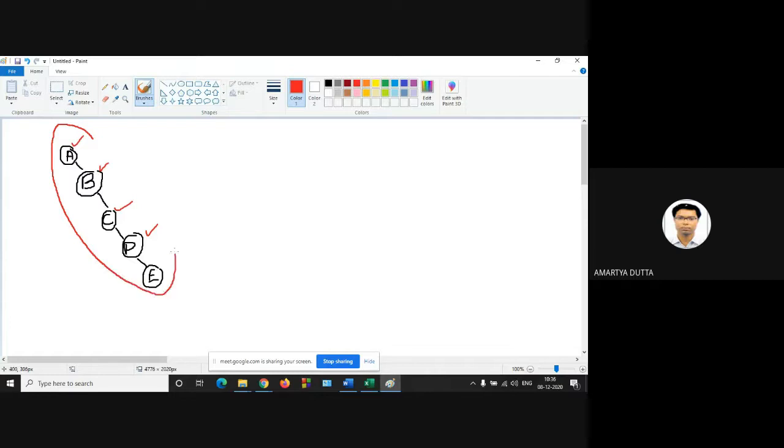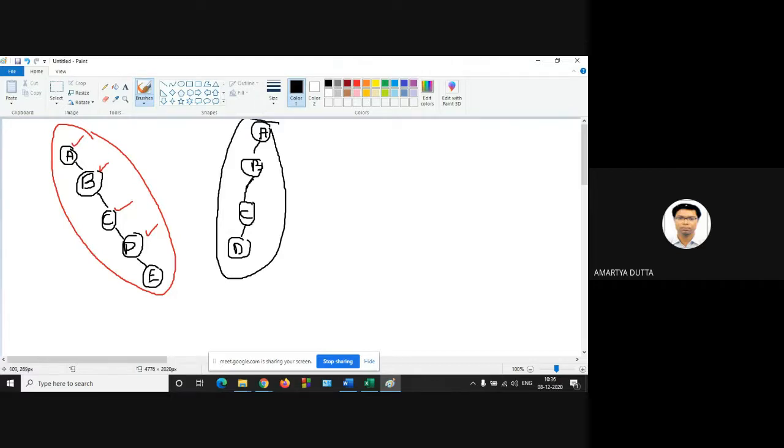Here this is the right skew tree. Similarly, for a left skew tree, only the left child will be there. A, then the left child is B, then C, D. So these are the left skew trees. Right skew tree is this and left skew tree is this.